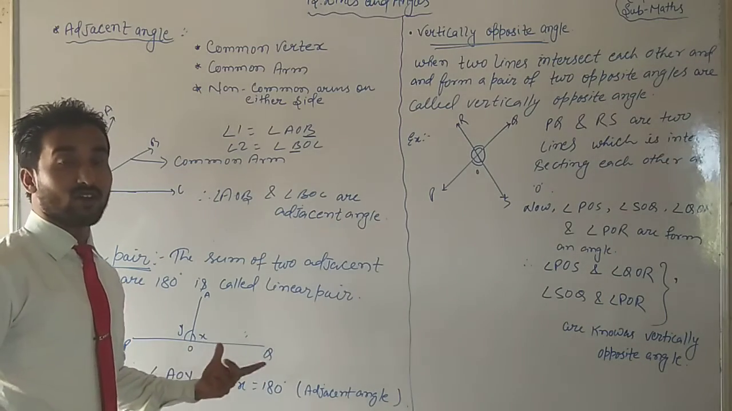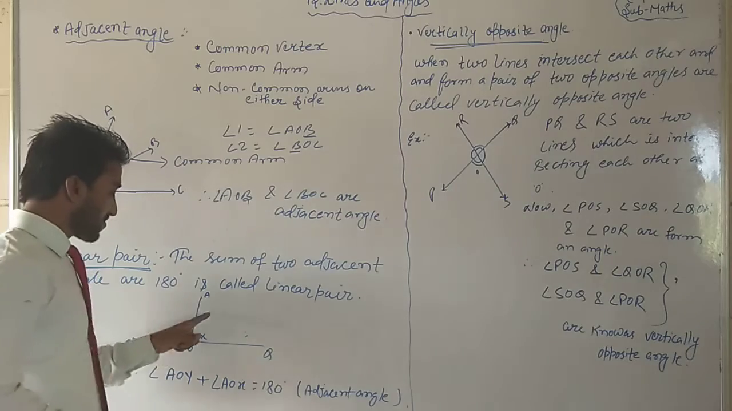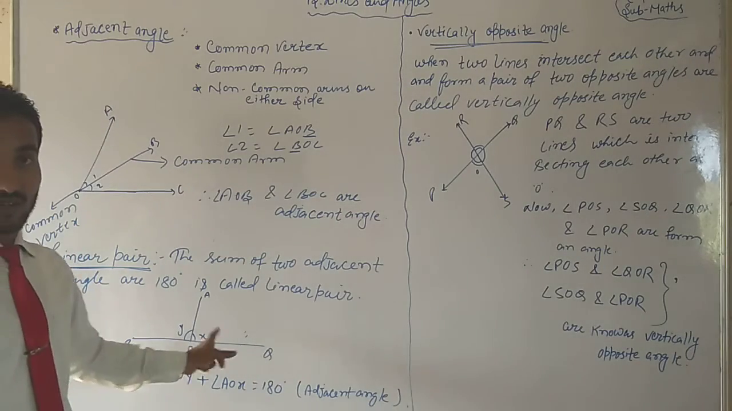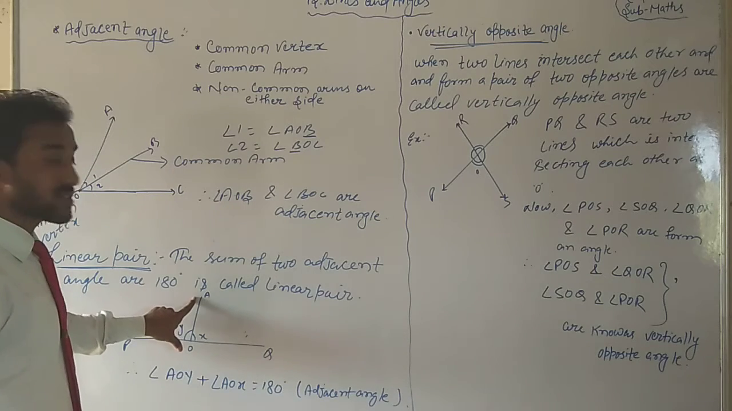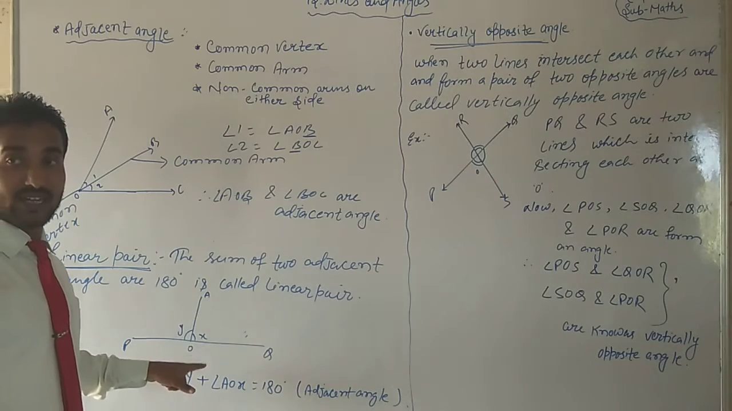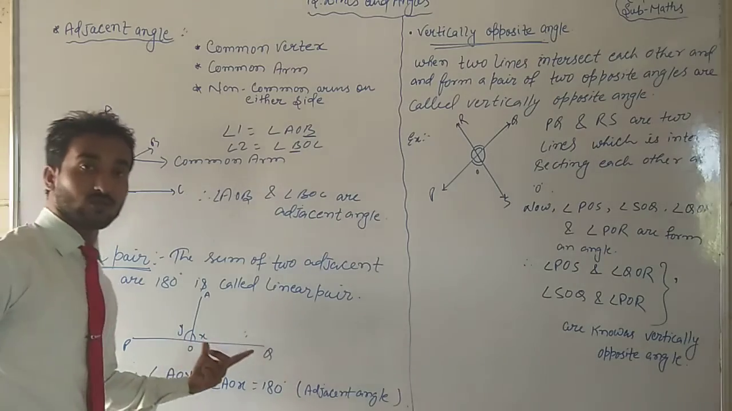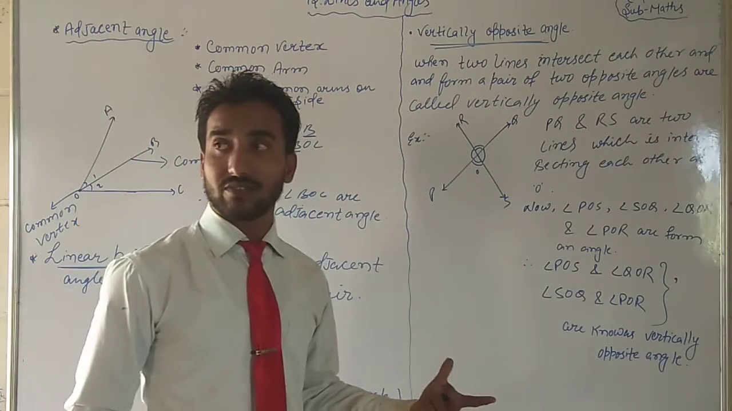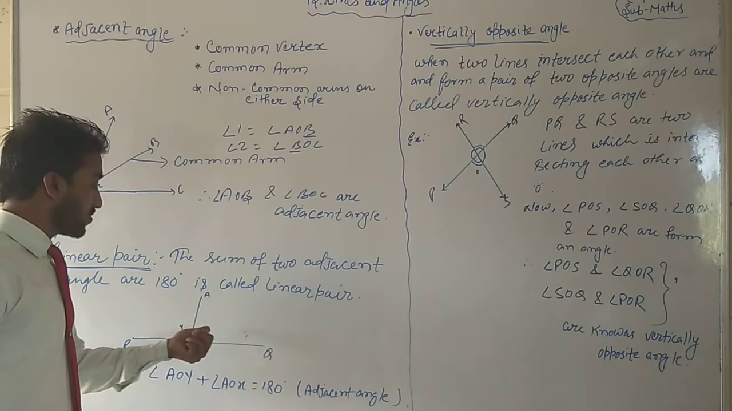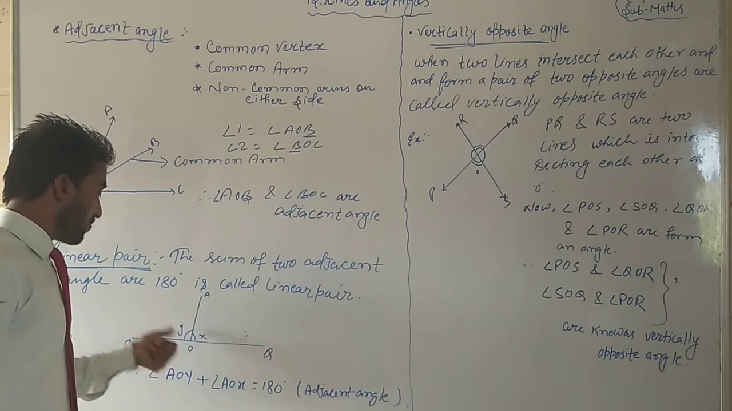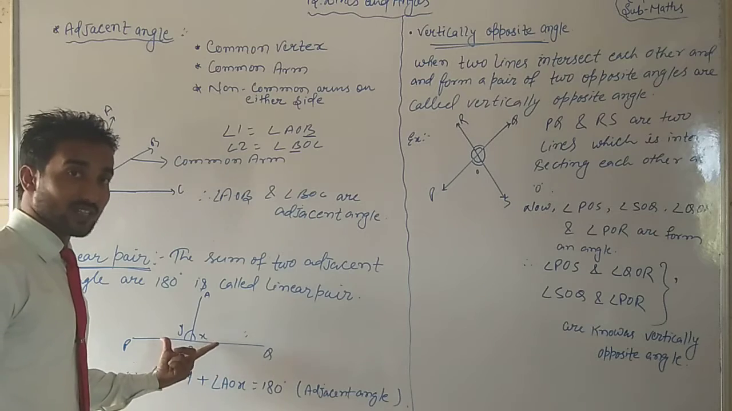It means it is already 180 degrees. We can see O is the center, or O is the point on the line where an angle forms. After that it divides into two different angles. Angle one is Y, angle two is X. It means AOY and AOX. There are two angles forming.